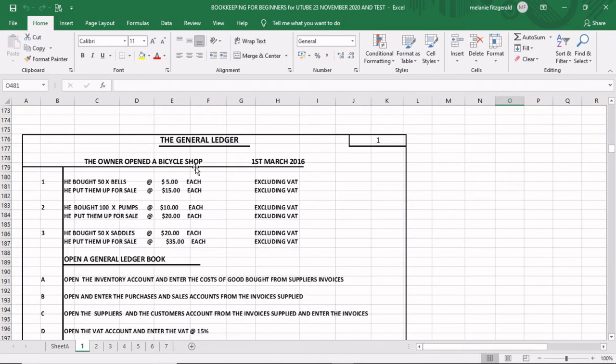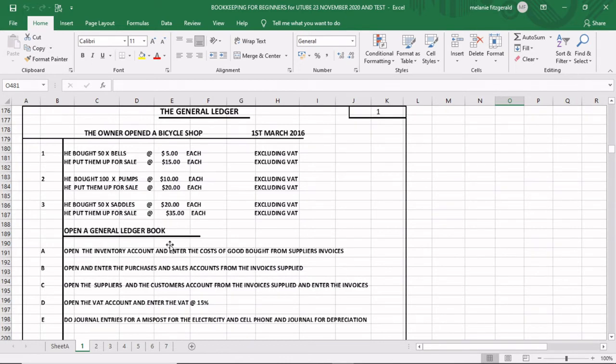So we opened up a bicycle shop on the 1st of March 2016. We bought 50 bells at $5 each, excluding VAT, and we put them up for sale at $15 each, excluding VAT. We also bought pumps and we bought saddles as well.